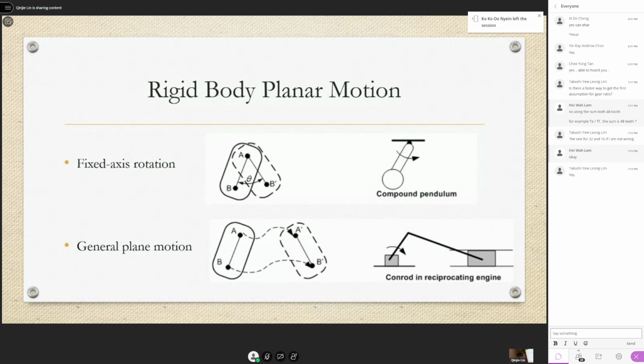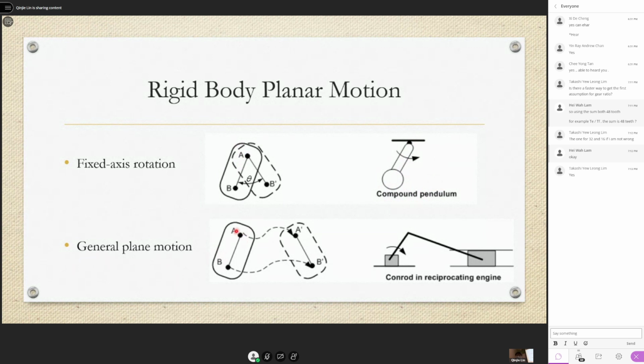Fixed axis rotation is something like that. Let's say you fix it at point A, and then you rotate it. The other point near the other end will move. That's a fixed axis rotation. If you rotate this, B will move to B prime. Of course A will not move because that's a fixed point. All other points will start to move. So it's like a standard pendulum. Okay, fixed axis rotation.